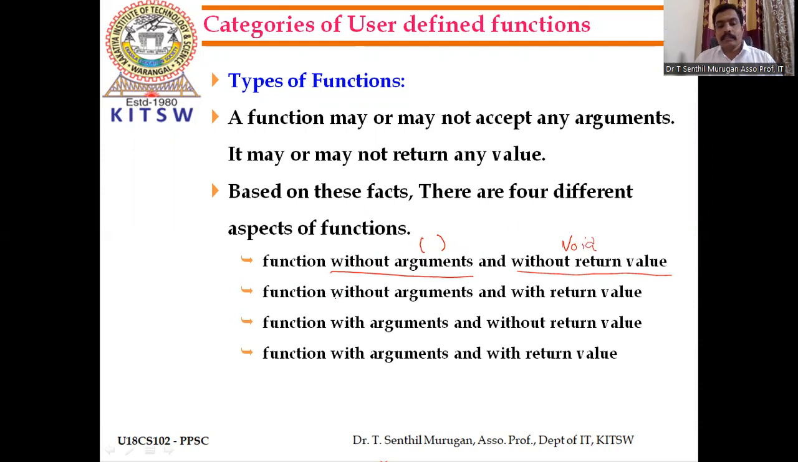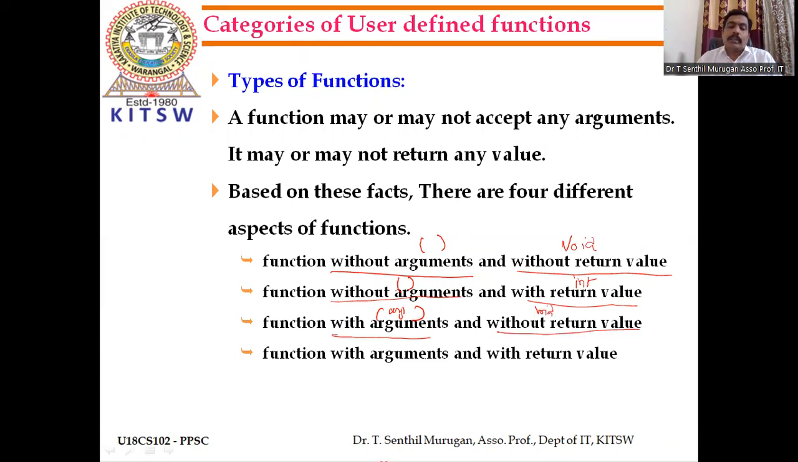The second is without arguments, again empty brackets, but with a return type. It may return any value, such as integer, float, or character, so it starts with int. The next one is a function with arguments. Within the brackets, you give the argument list, argument 1, argument 2, such as int, float, or character, whatever arguments you give within the brackets. And without a return type, again, without means void.